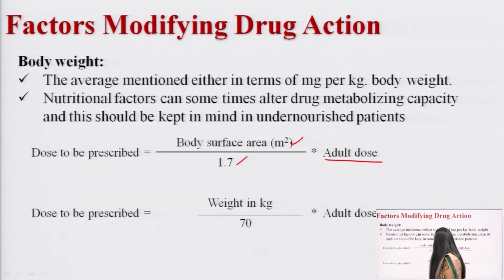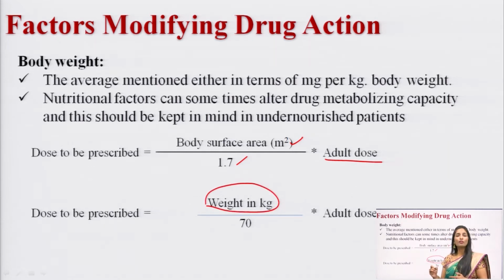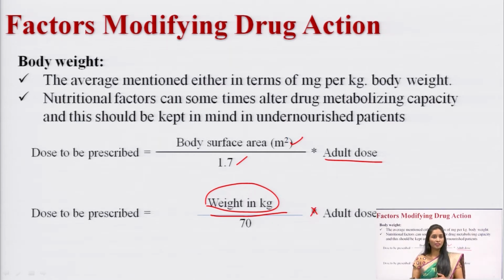The second formula uses weight in kg. You calculate the weight of the particular person, divide it by 70, and multiply with the adult dose. With the adult dose and the body weight of the particular person, you can calculate the dose you have to prescribe for that patient.